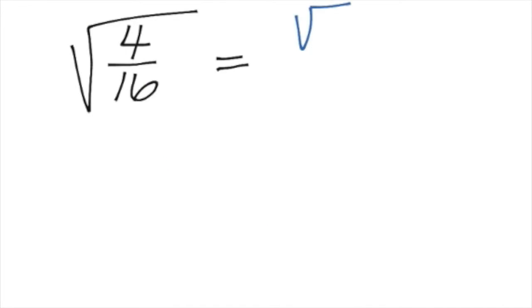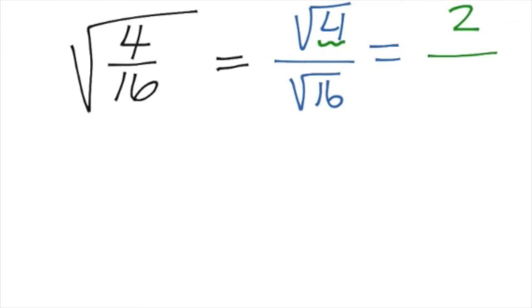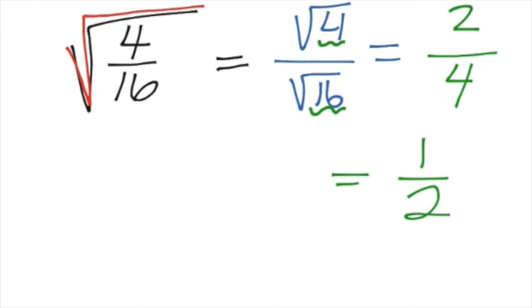And taking the square root of a fraction would mean taking the square root of the top separately from the square root of the bottom, in which case we would have here the square root of 4 divided by the square root of 16, which is 2 over 4. And you'll notice that 2 over 4, they've got a common factor of 2, so we can divide the top and the bottom by that, and therefore our reduced fraction is 1/2.